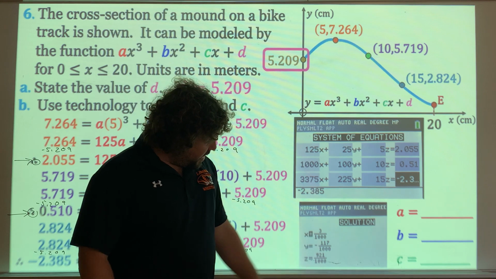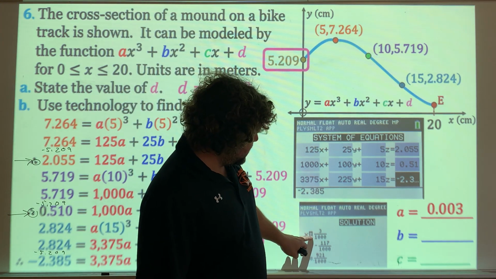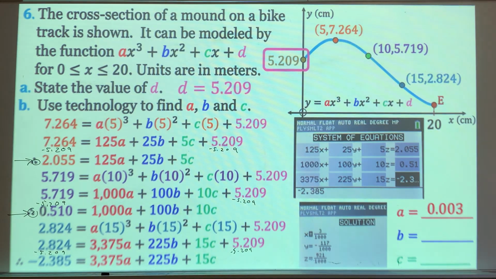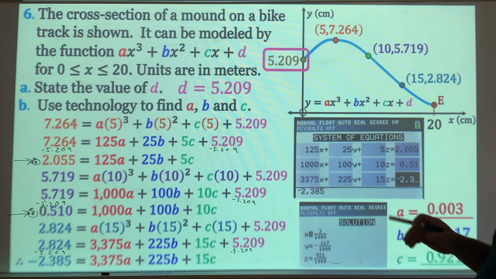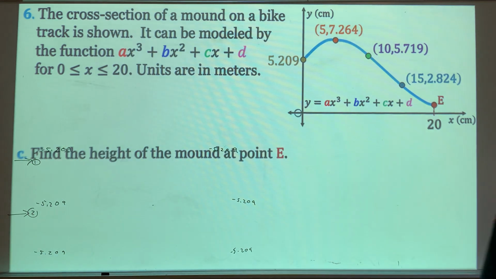And you'll be like, oh man, that's wrong. But actually it's right. It's 0.003, negative 0.117, and 0.921. I should have said 3 thousandths, negative 117 thousandths, and 921 thousandths. The reason I did the decimal is my thousands and thousandths sound the same. All right? Wow, that was fun. Get one more, we're not done yet.